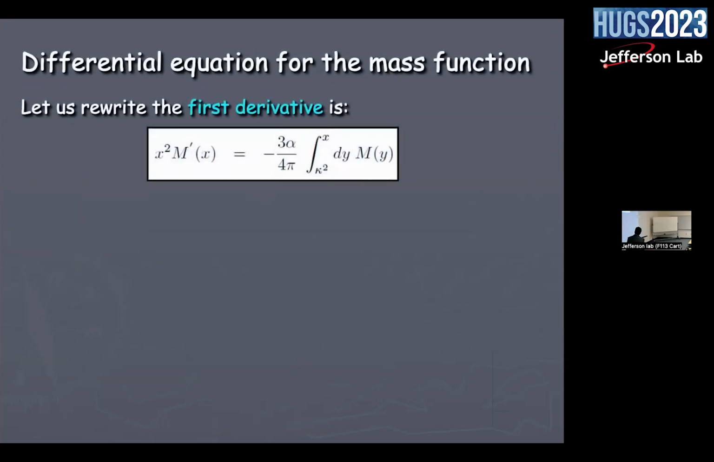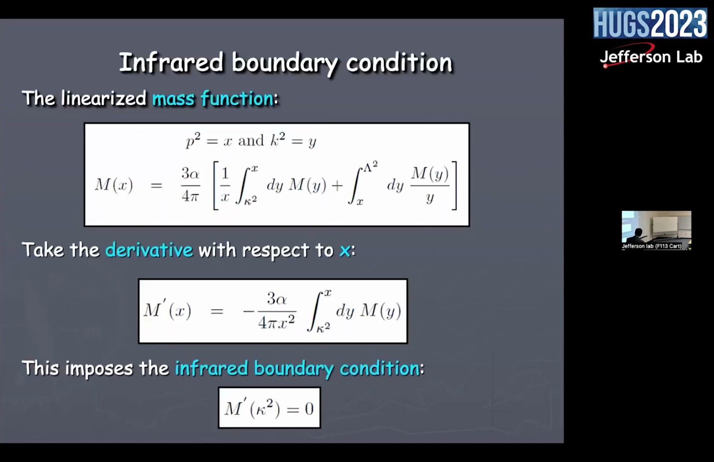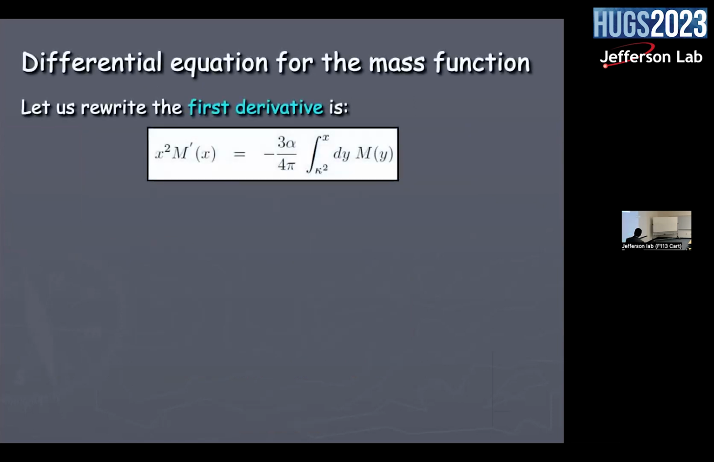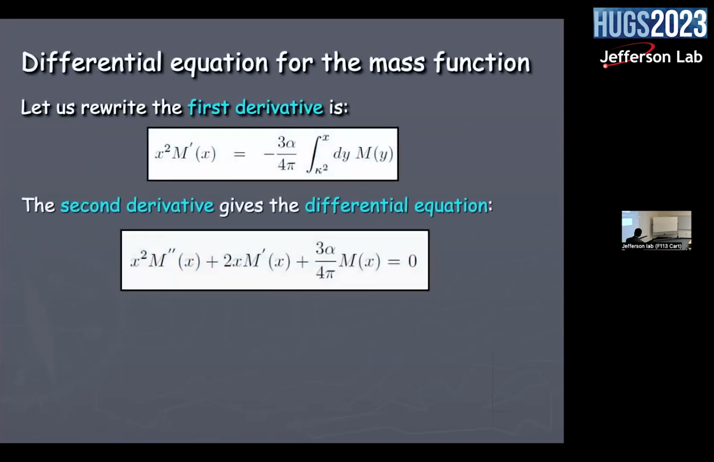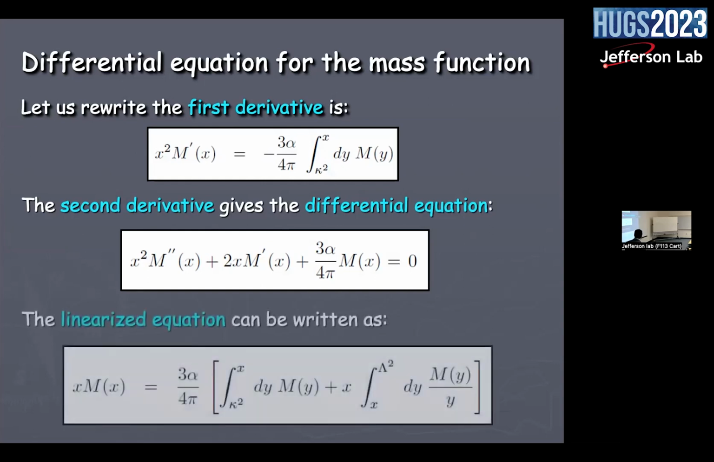Okay. So let us write down the first derivative as such. We have this x squared. I take x squared to the other side, and I write it this way, and take the derivative again. So I take the derivative again, and it's a second order differential equation: x squared m double prime, and then it is 2x m prime here, and here only the top part stays, and this is 3 alpha over 4 pi m x, and I bring it to the left side, and it's just a differential equation of the second order.